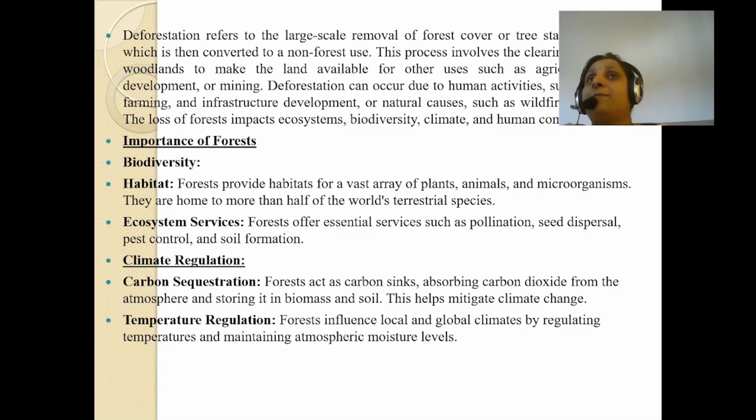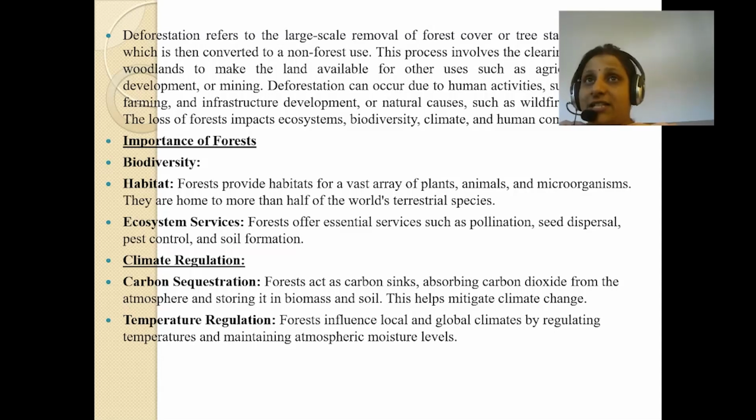Now, what is the importance of forest? As I have told you, that is the importance of forest. If we don't have the forest, it will impact the ecosystem, the biodiversity, the climate, and the human communities. But how it is impacted, we will study in detail.